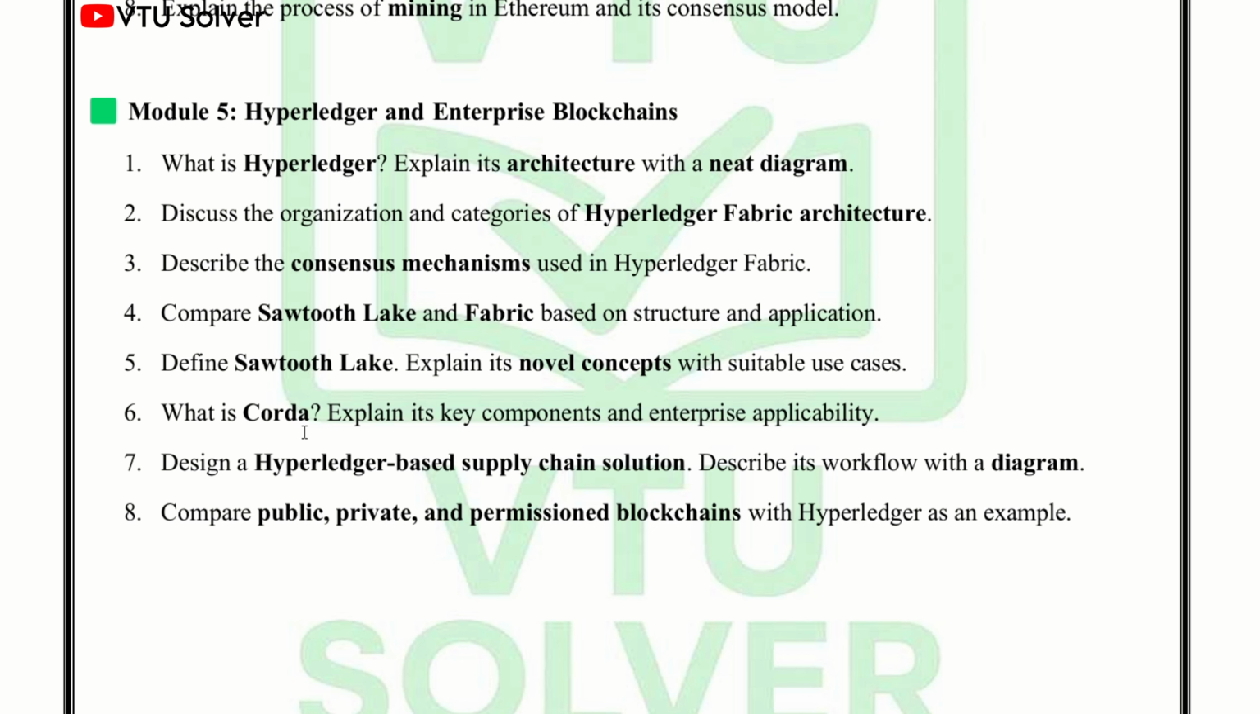Sixth question. What is Corda? Explain its key components, enterprise applicability. Seventh question. Design Hyperledger based supply chain solution. Describe workflow with a diagram. Eighth question. Compare public, private, permissioned blockchain with Hyperledger as an example.